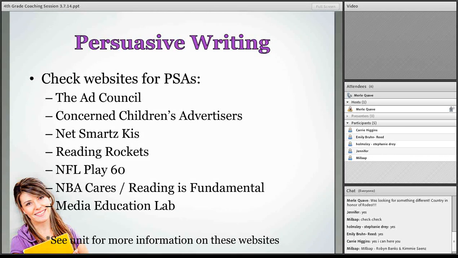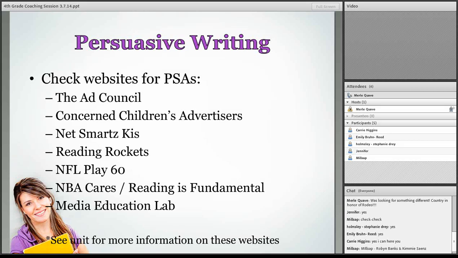And in the unit itself, on the 5th page of the whole unit, there's a page that says Online Public Service Announcement Resources. It lists all of these websites that you see right here and their web addresses, and also a little bit about what that site offers. For example, the Ad Council provides PSAs on a variety of topics. You're going to preview them, though, before showing them to students to ensure the appropriateness of that particular PSA. So you're going to have to go through it first. You can't just pull it up.